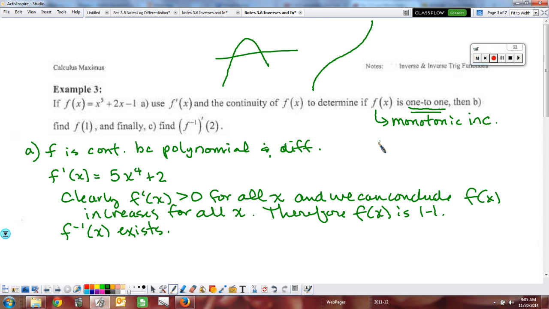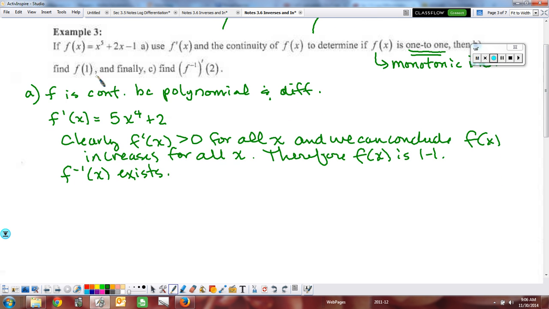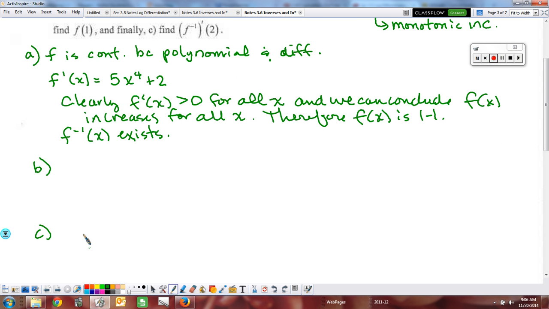All right, now that we know that we have an inverse, our goal is really to ultimately find here in C the inverse's slope at 2. I'm going to put that down first, because usually the problem doesn't say, hey, find f of 1, then find this. Usually the problem says, I want to find the slope on the inverse at 2. In order to find the slope on the inverse at 2, I'm going to do the reciprocal of the slope on the original at the corresponding point. Okay? So that's where you're going to be like, okay, the corresponding point.